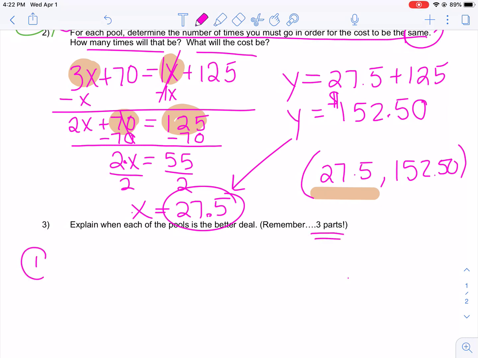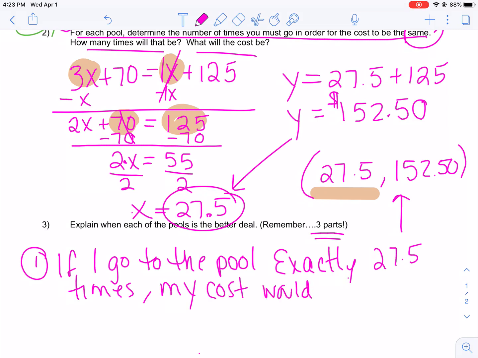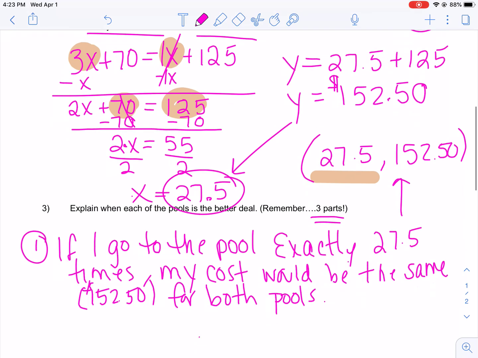Our first part, we can explain what this solution means. If I go to the pool exactly 27.5 times, which remember can't really happen, my cost would be the same, which is again $152.50 for both pools. All right, so that's our first explanation, right?